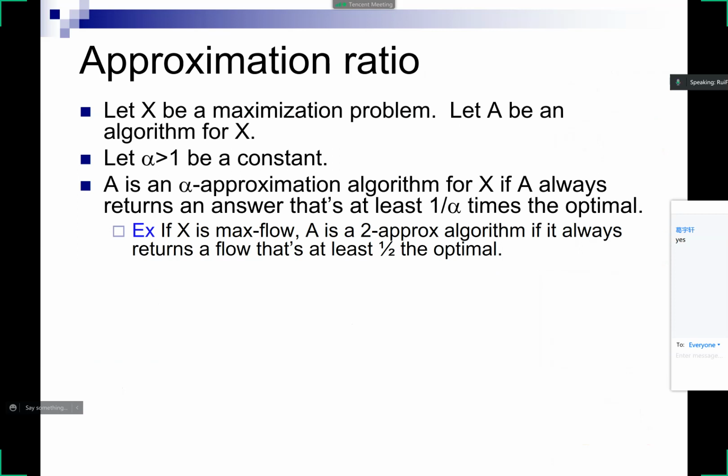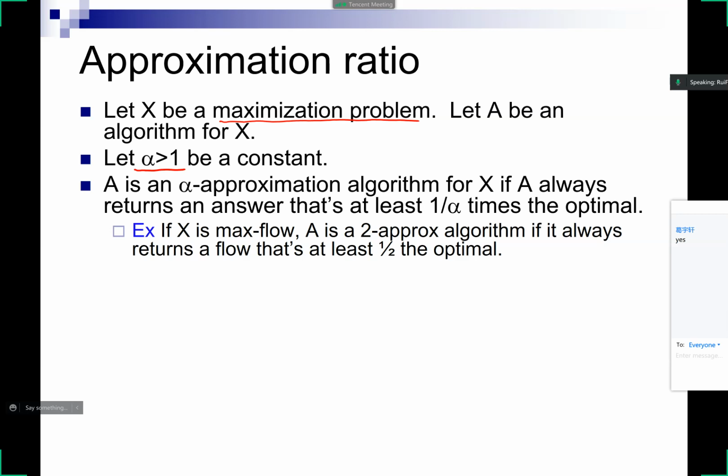So if you take, let's say, a constant alpha, or in some cases, we take alpha not to be a constant. We can take it to be a function of the problem size, for example. But here for simplicity, let's take alpha to be a constant. Then suppose you're talking about a maximization problem. So maybe in this problem, you're trying to get some sort of reward. So you want to get as much reward as possible.